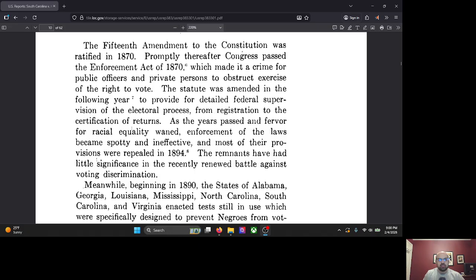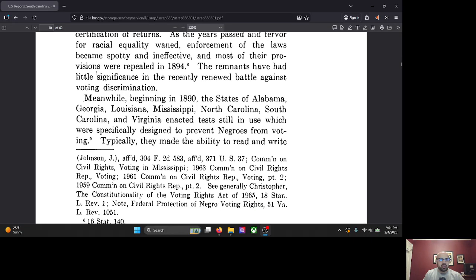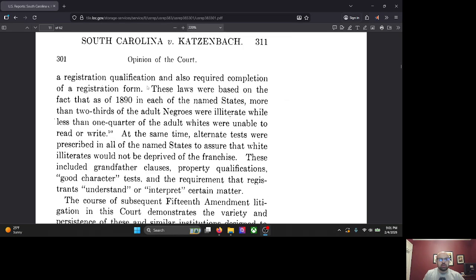As the years passed and fervor for racial equality waned, enforcement of the laws became spotty and ineffective, and most of their provisions were repealed in 1894. The remnants have had little significance in the recently renewed battle against voting discrimination. Meanwhile, beginning in 1890, the states of Alabama, Georgia, Louisiana, Mississippi, North Carolina, South Carolina, and Virginia enacted tests still in use which were specifically designed to prevent African Americans from voting. Typically, they made the ability to read and write a registration qualification and also required completion of a registration form.